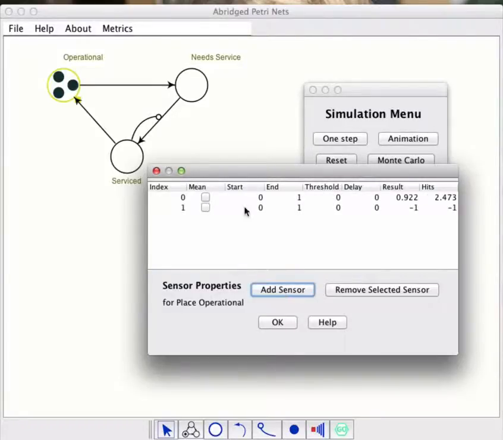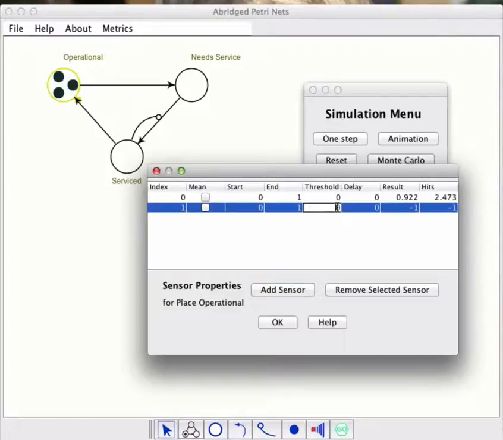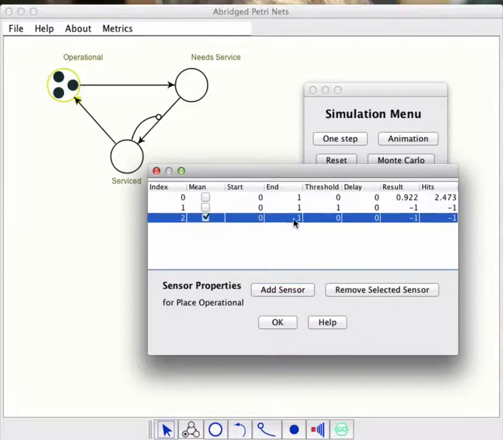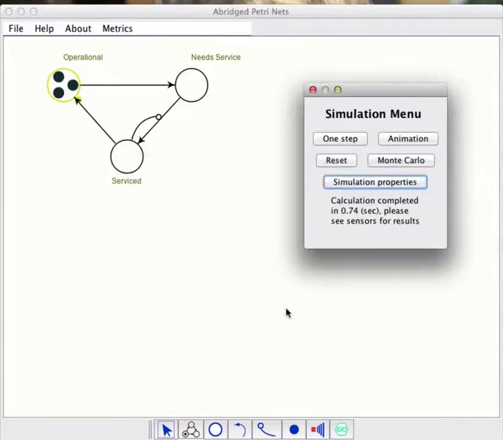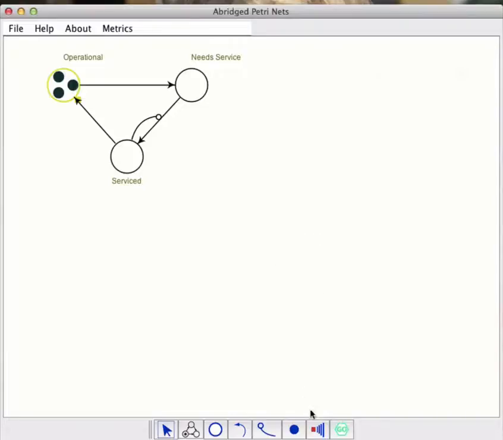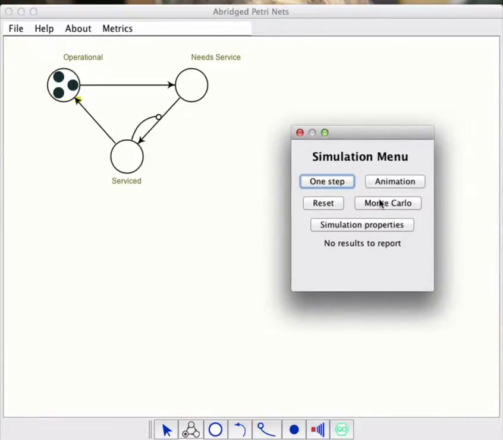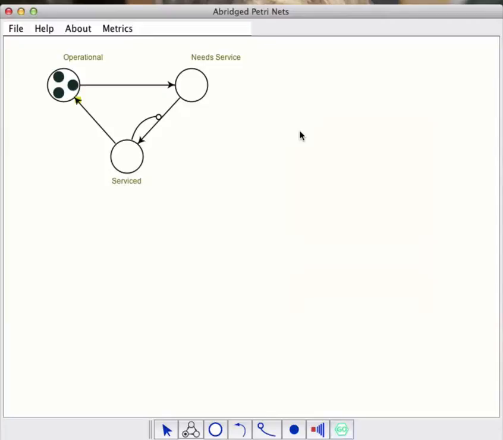So for example, we can introduce another sensor that will see what are the chances that we have more than one unit operating, two or more at the same time, and we can introduce another sensor, for example, that will evaluate the average number of operating entities here. So this is start and end time, and threshold and delay are not relevant for this mean token. So once we introduce that, we can rerun the simulation and see what happens as a result.